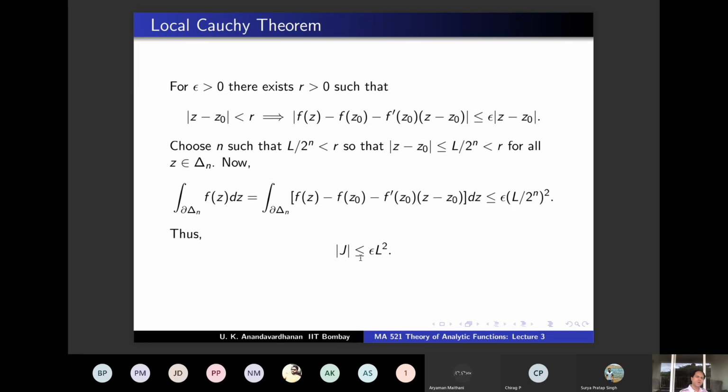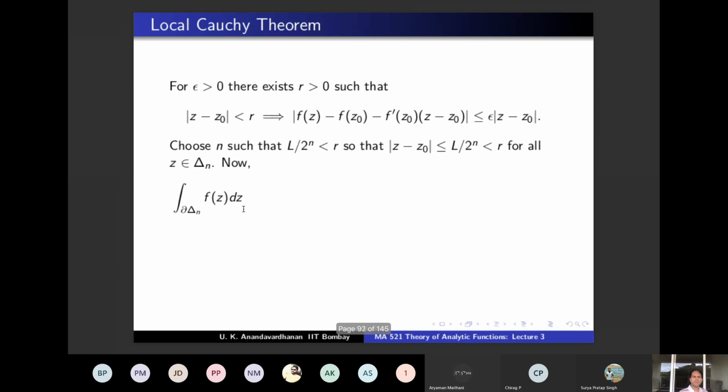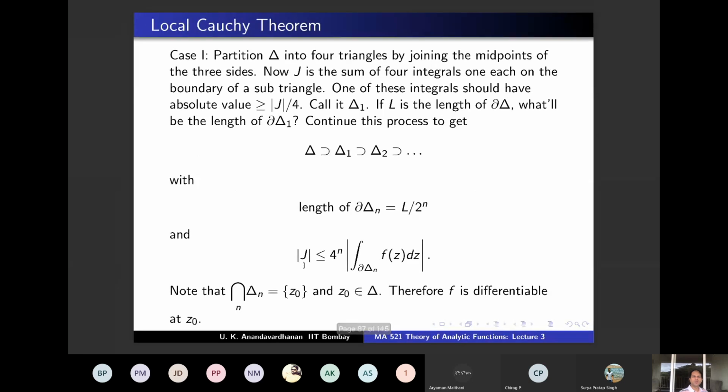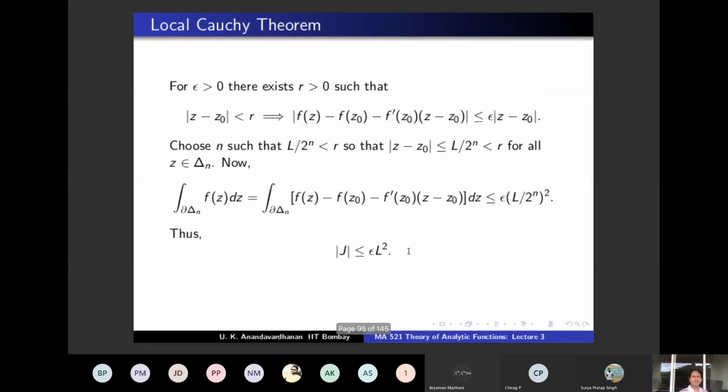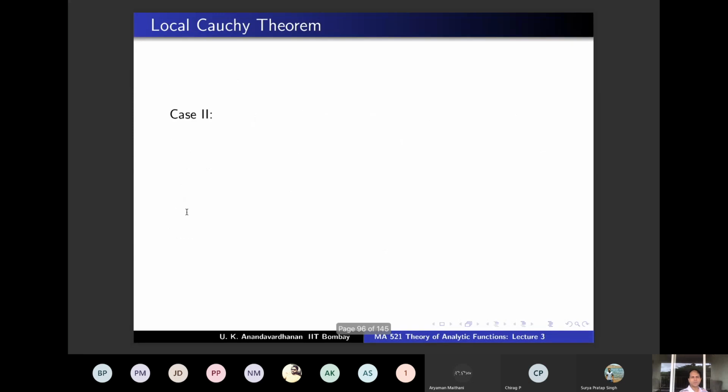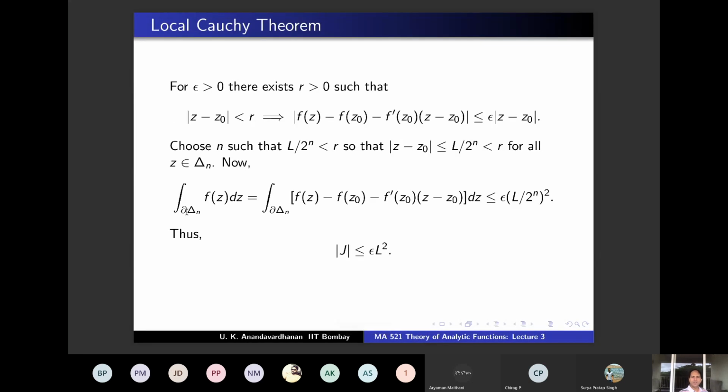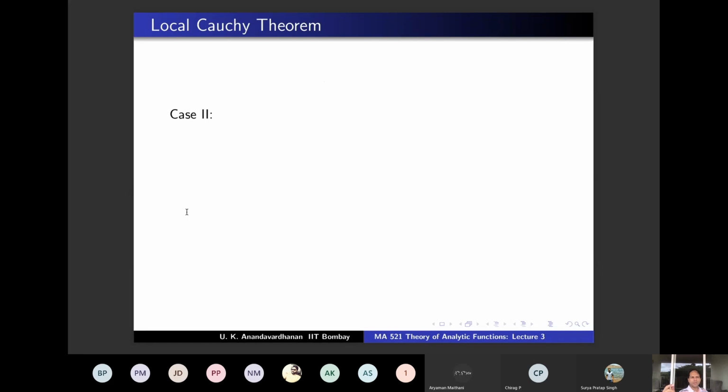Why is that? Because modulus of J is less than or equal to 4 power n times modulus of this. And this is less than epsilon times something, so the whole thing is less than epsilon times something, and therefore this can be made arbitrarily small, therefore J is 0 in case 1. Clear? Case 2, P is a vertex.